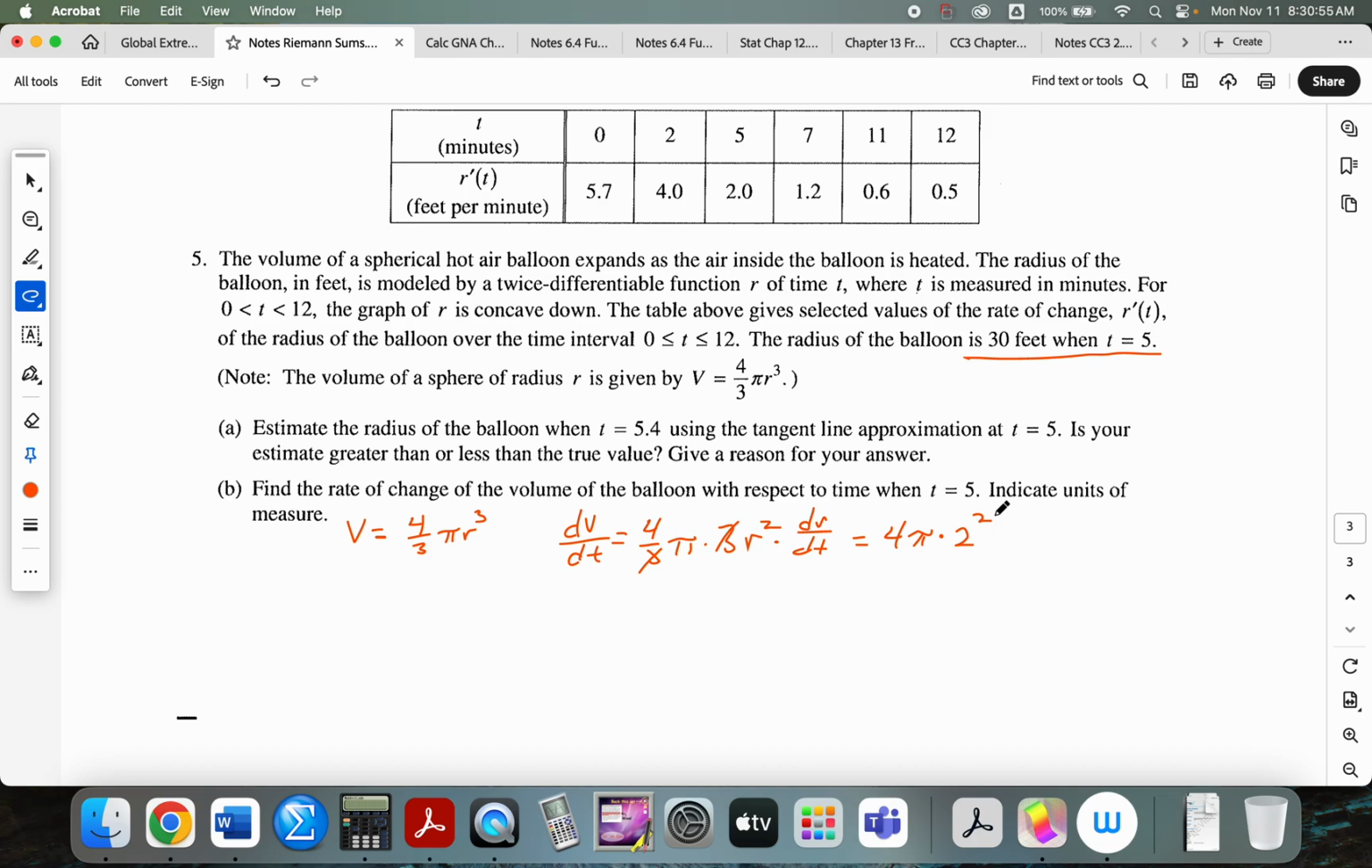Now, the last part says indicate units of measure. So that's dV/dt. This was in feet, so that's cubic feet per minute. You should always be putting the units in, but if they specifically say put units, you will lose points if you don't write them.